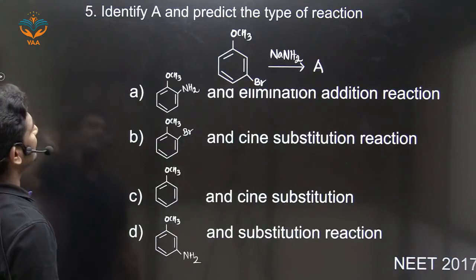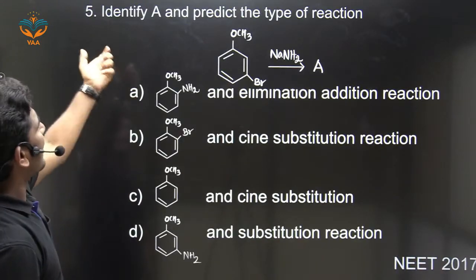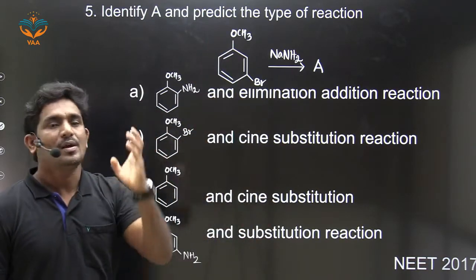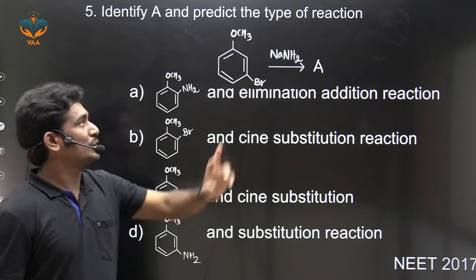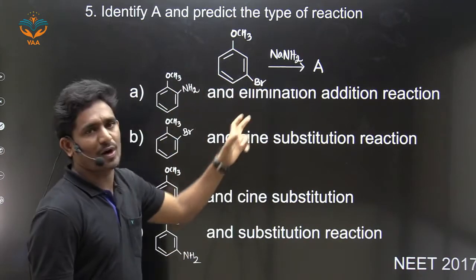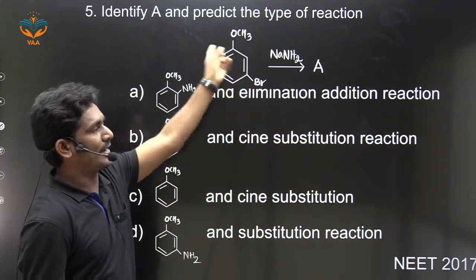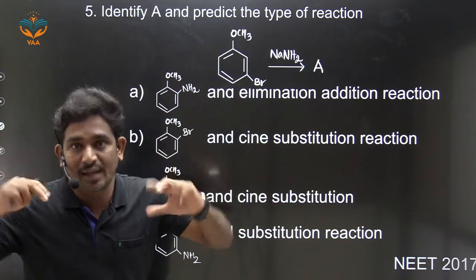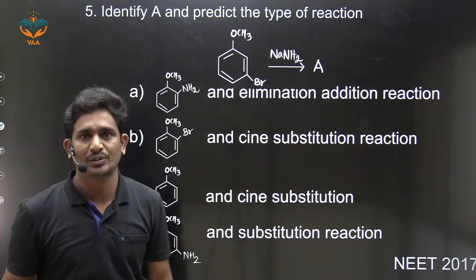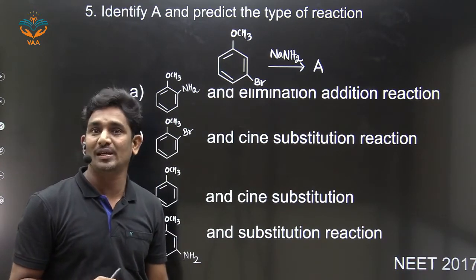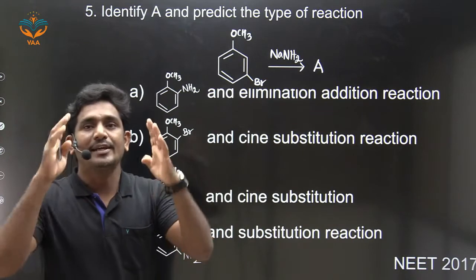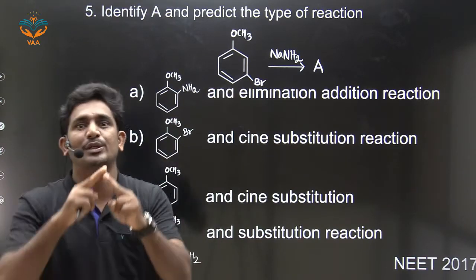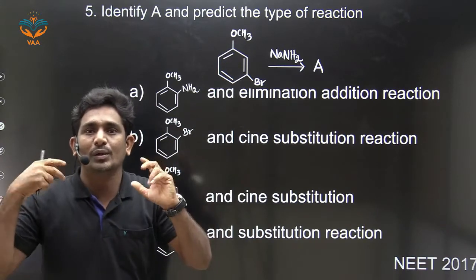Okay? Right. The next reaction: identify A and predict the type of reaction. They are asking about the type of reaction, which mechanism it will follow. It is an aryl halide. Aryl halides mainly undergo electrophilic substitution reactions and very rarely undergo nucleophilic substitution. The nucleophilic substitution reactions are classified into 2 types. What are those 2 types?